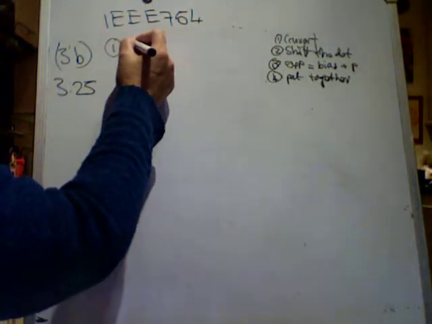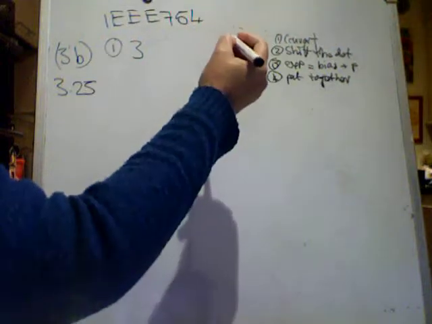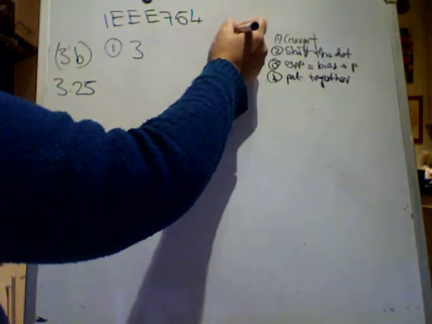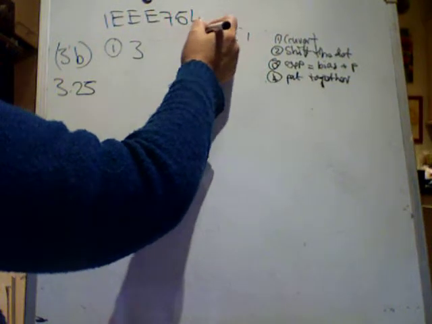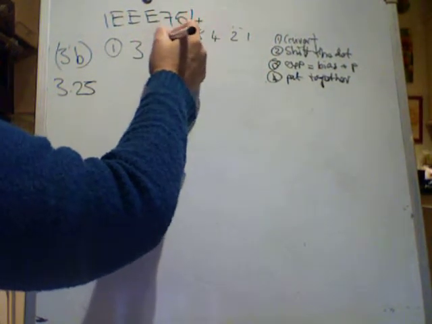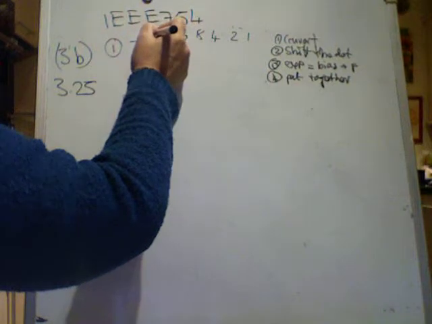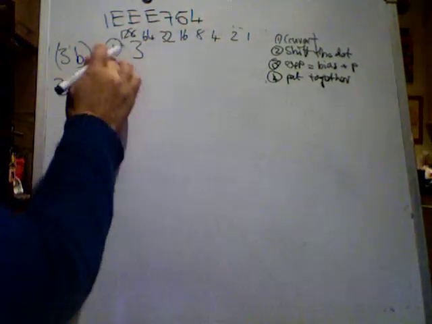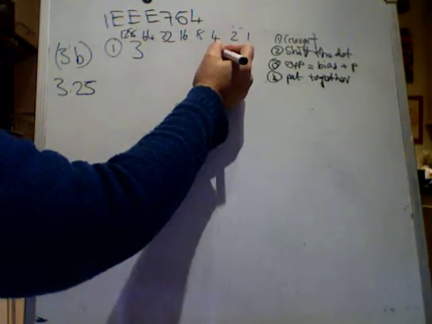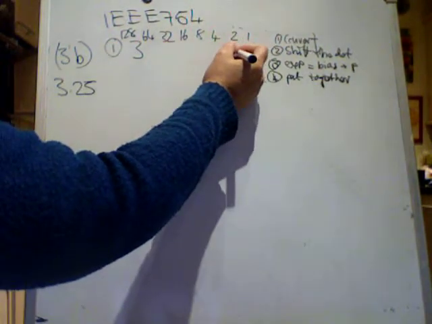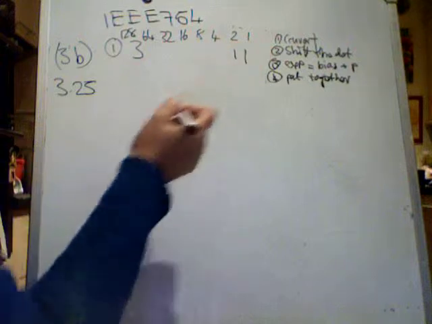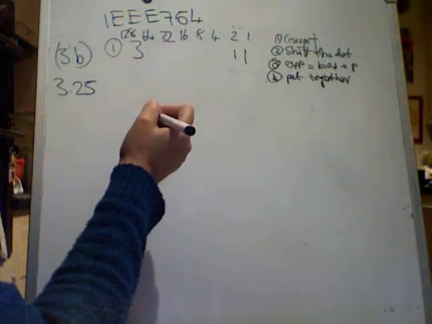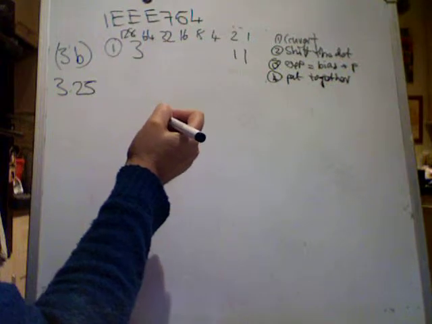So we take the 3, and again using our numbers from before, which are 1, 2, 4, 8, 16, 32, 64, 128. We're taking our number 3, and our number 3 will convert to 1, 1. Fantastic.